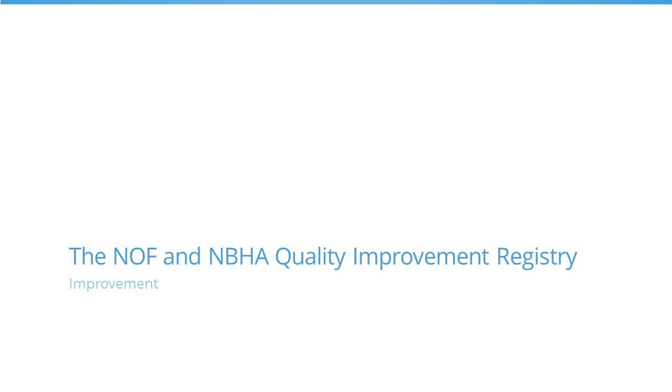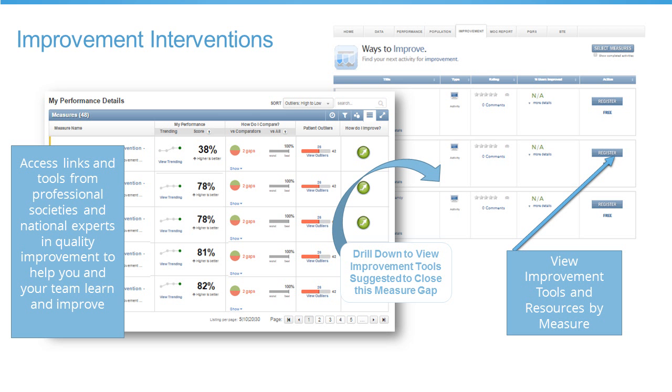Now, let's review how to improve performance through the NOF and NBHA Quality Improvement Registry. Once a measure gap is identified, the Quality Improvement Registry automatically identifies improvement interventions. The green How Do I Improve button associated with each measure links to relevant improvement tools, including relevant clinical guidelines and continuing education materials.